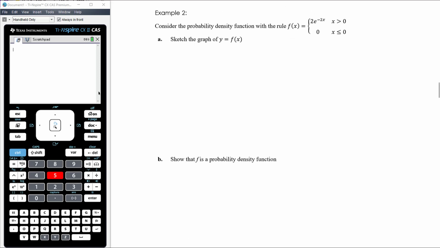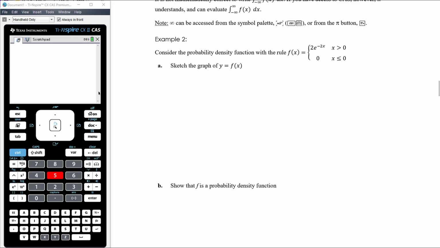Okay, so let's have a look at this probability density function. Here we've got 2e to the negative 2x where x is bigger than 0, and 0 when x is less than or equal to 0. Okay, so 2e to the negative 2x, the negative here reflects in the y-axis, dilation by 2 from the x-axis and dilation by half from the y-axis, so that's not going to really change much. But the reflection, the fact that it's an exponential going this way, we can work out that y-intercept.